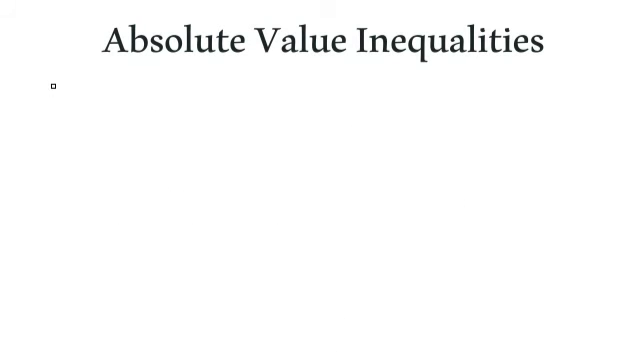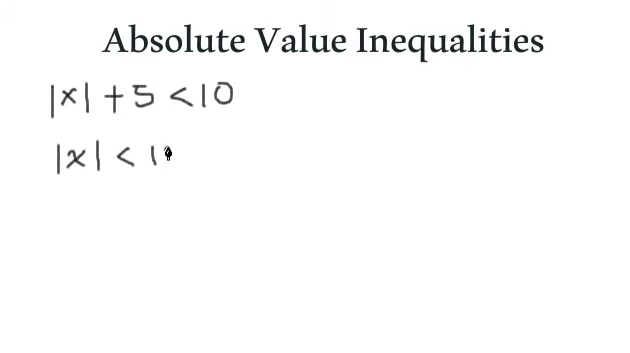Okay, let's say we had the absolute value of x plus 5 is less than 10. We'll use 10 again. Now this time we've got to get this in standard form, and that is we're going to take this constant here over to the right hand side of the inequality, and when we do, because it's a positive, we take it over to the right, it becomes negative. So now we have the absolute value of x is less than 5.